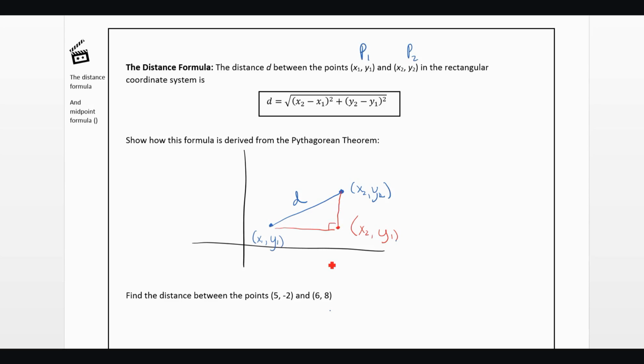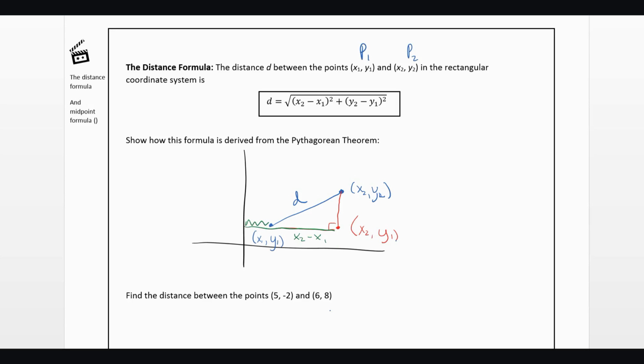Now, to find the lengths of this triangle, this length right here is actually x2 minus x1, because if you think of x2, it is all the way to the y-axis. That green line would be x2. But we don't want this part, which would be x1. So we label this x2 minus x1.